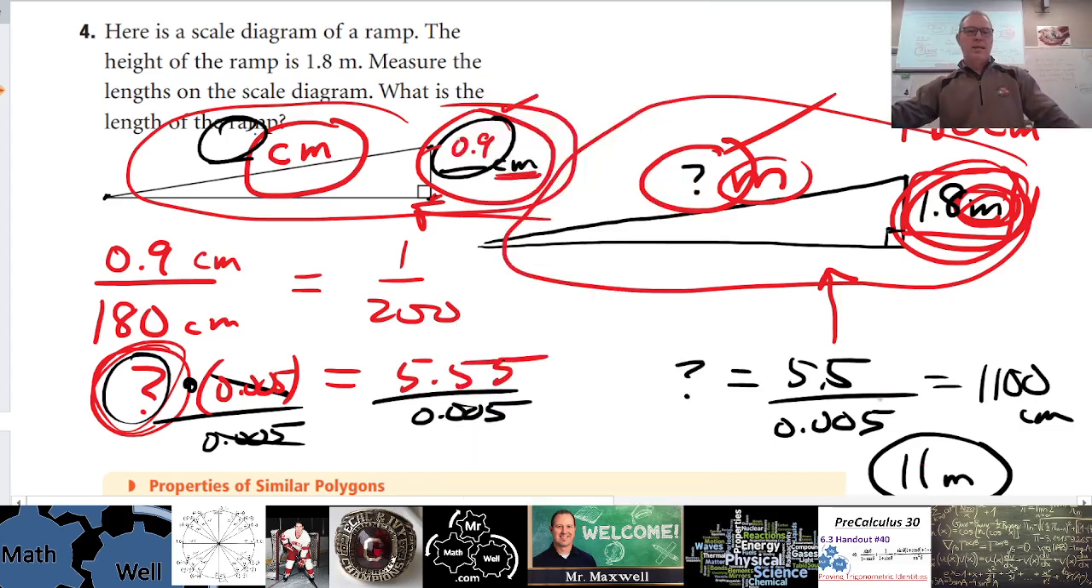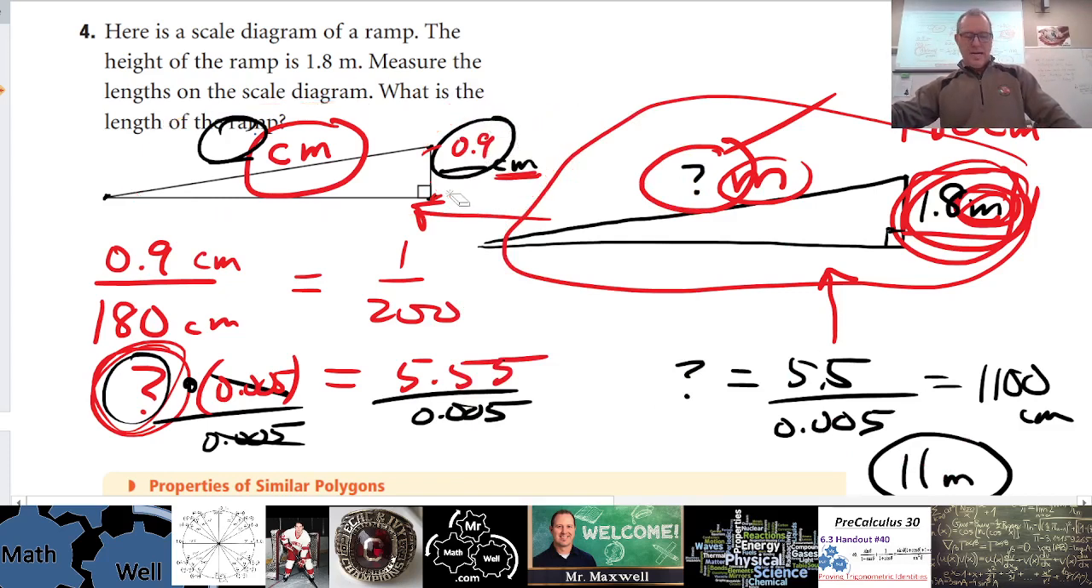If you got 11 or 11.1 or whatever, that's good. Because this one is 0.9, it looks pretty close. Yeah, that's about as accurate as I can get it there. Okay, any other questions from your review?